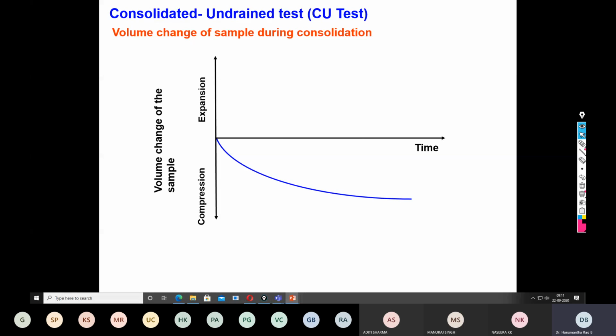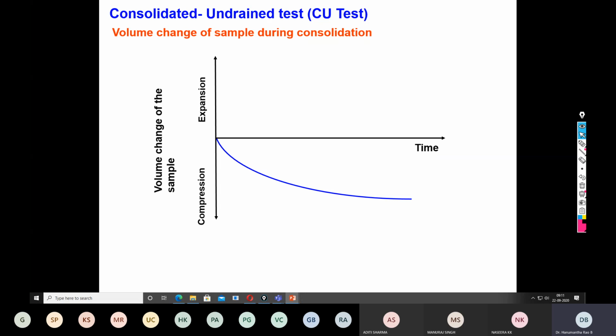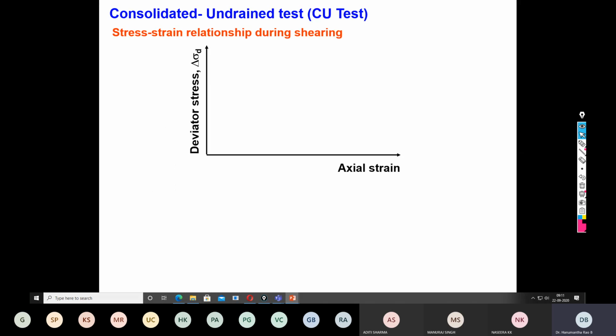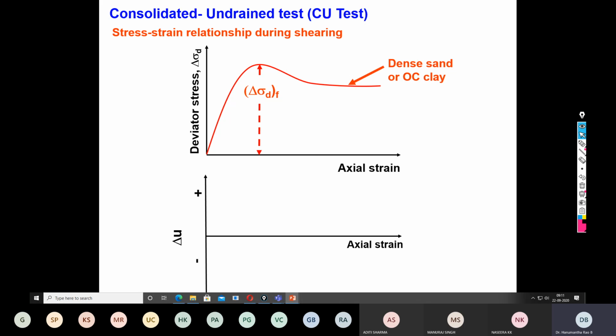So this is the response in terms of the volume change of the soil sample during the consolidation. There was a continuous decrease in volume, and this is the stress strain relationship for dense sand or over consolidated clay.